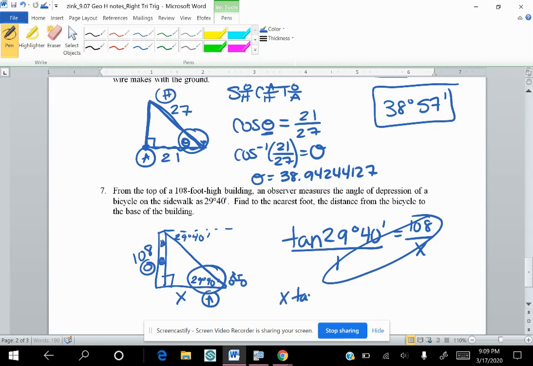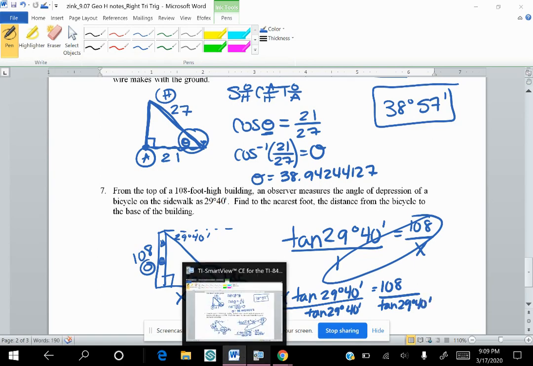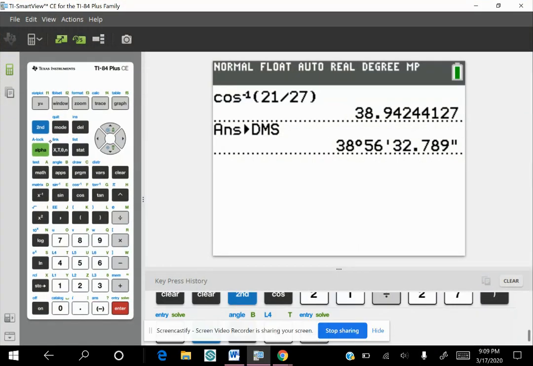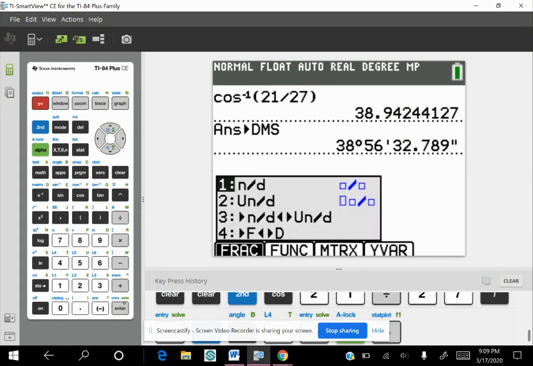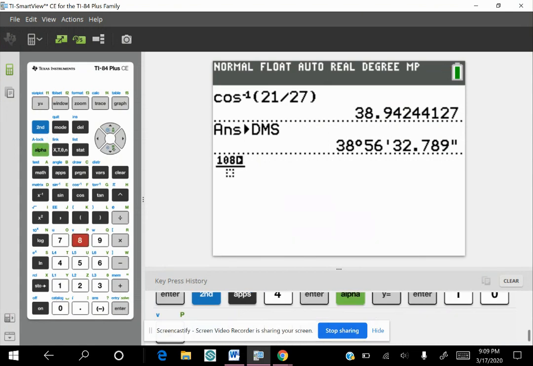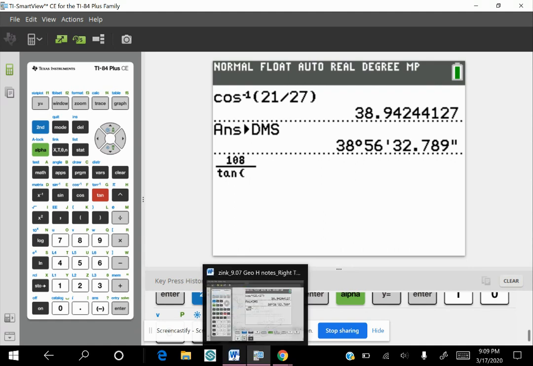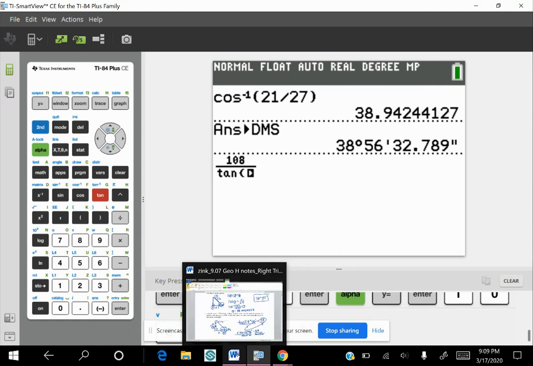Again, write your X first. So X times tan 29 degrees, 40 minutes equals 108. Solve for X by dividing by tan of 29 degrees, 40 minutes. And then we did not talk about how to type in that 40 minutes yet. So go to your calculator, and we're going to do alpha y equals 108 over tangent of, I think it's 29 degrees, 40 minutes.